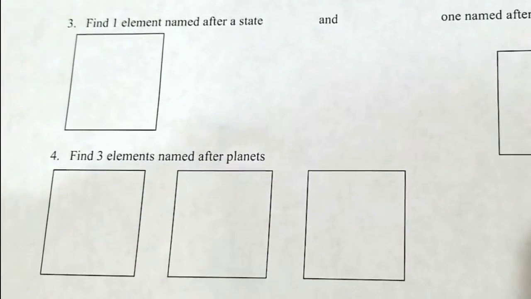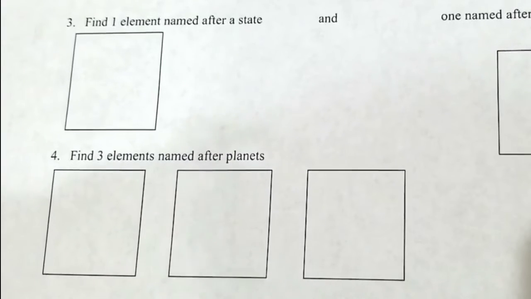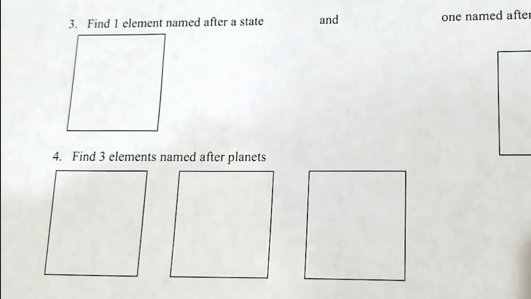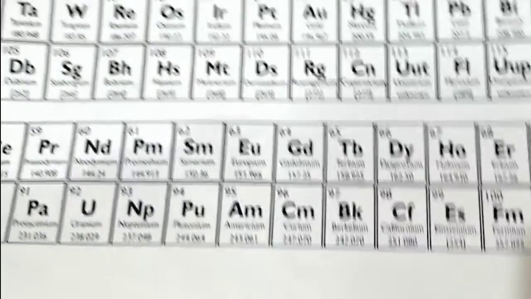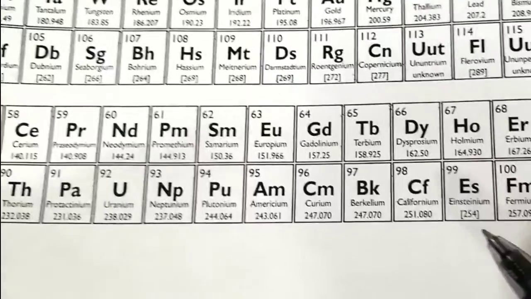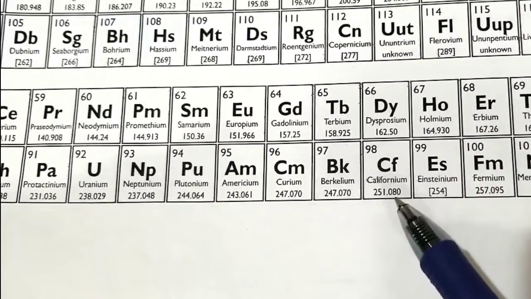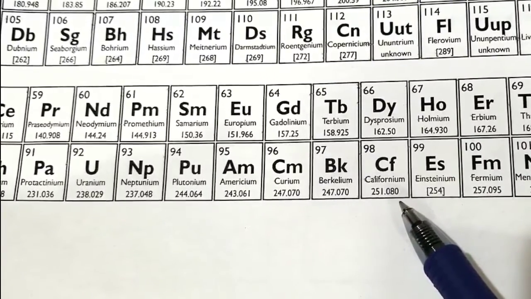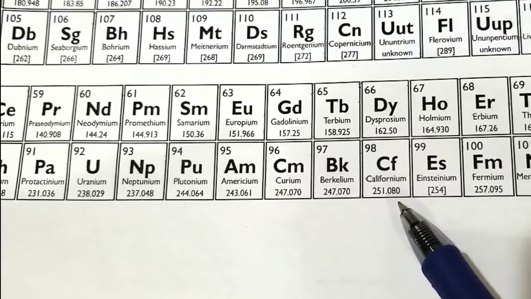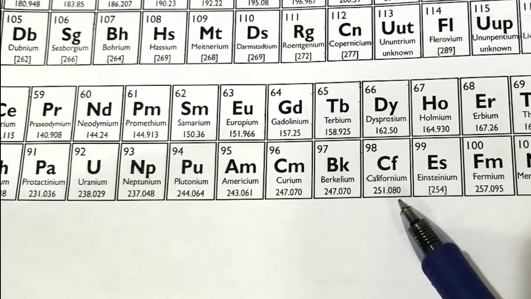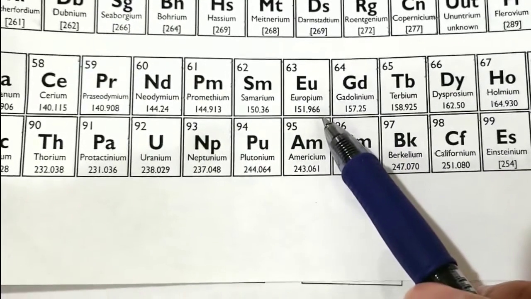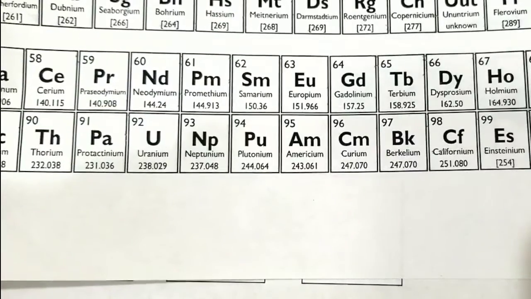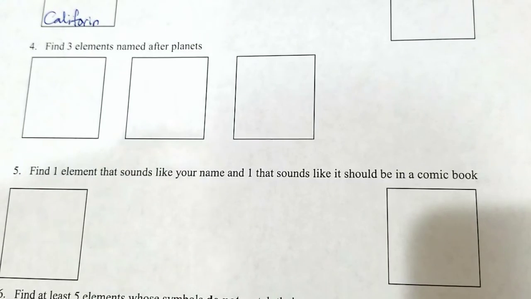All right, let's move on to our second page. Number 3, find 1 element named after a state and 1 named after a continent. If we look down here, number 98 we have is californium, which is named after California. So that's a state. Okay, and the one named after a continent, earlier we mentioned, is europium, which is named after Europe. That's a continent.